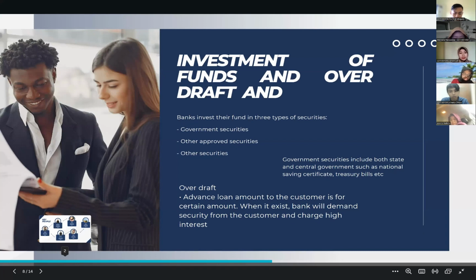The next one is investment of funds and overdraft. Banks invest their funds in three types of securities: government securities, other approved securities, and other securities. Government securities include both state and central governments, such as National Savings Certificates, Treasury bills, and etc. Overdraft is an advance loan amount to the customer for a certain amount. When it exists, the bank will demand security from the customer and charge high interest.